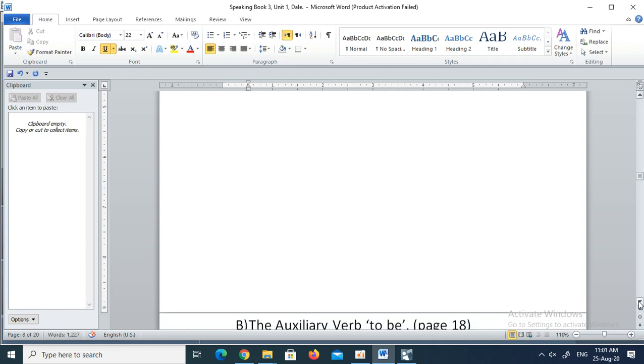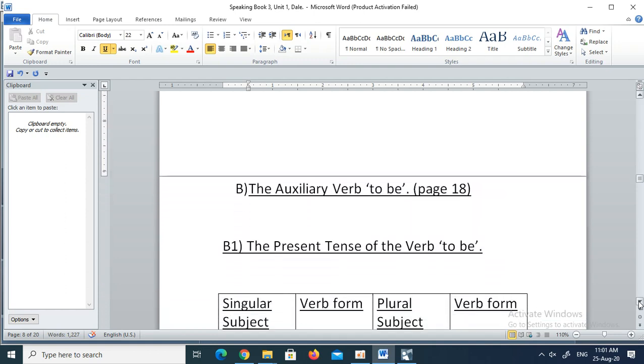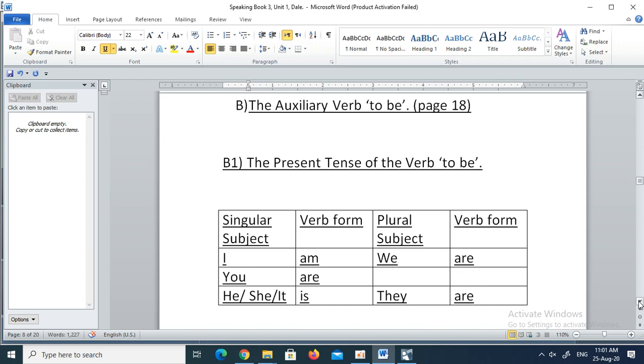The next auxiliary verb we are covering is the verb to be. And in the present tense, it conjugates like this. I am, you are, he is, or she is, or it is. We are and they are. If you don't know exactly how it conjugates in the present tense, these are the forms of the verb to be in the present tense.